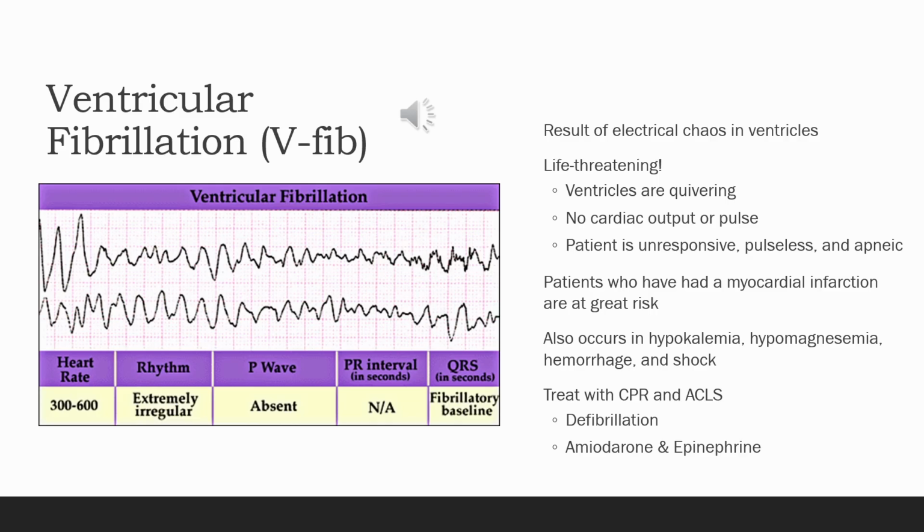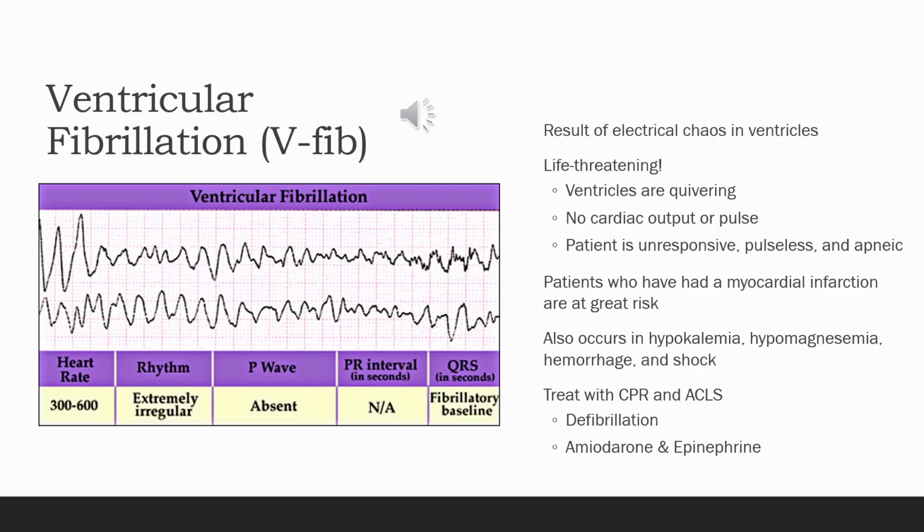So defibrillation is our priority treatment. The sooner that we shock the heart, the higher the chance of restoring a normal rhythm. As far as CPR and defibrillation are concerned, that's our priority. But again, we're still going to administer medications following that ACLS protocol. And it's the same as what we do for VTAC.